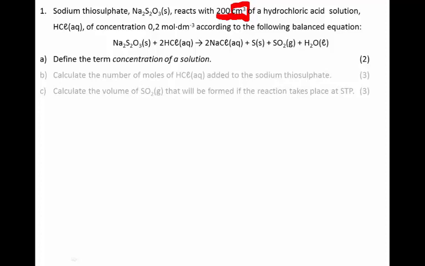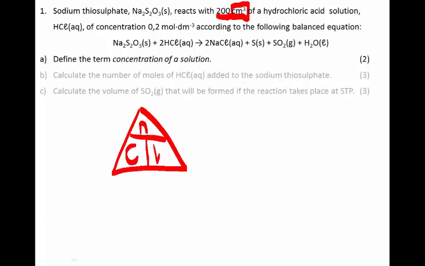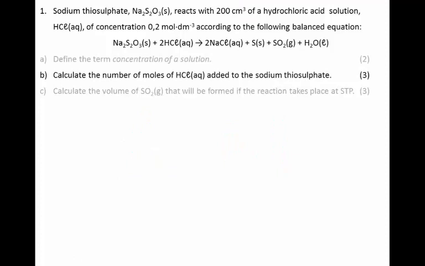A, we need to define the term concentration of a solution. We know the triangle: concentration is number of moles divided by volume. You can write that as a formula, moles per volume, moles per decimeter cubed. Now we need to calculate the number of moles of HCl that are added to the sodium thiosulfate.